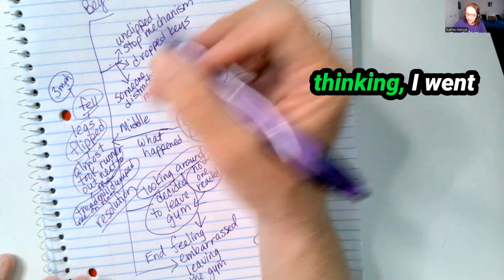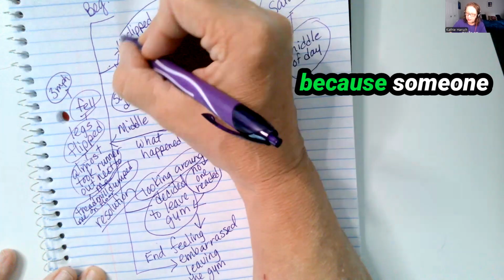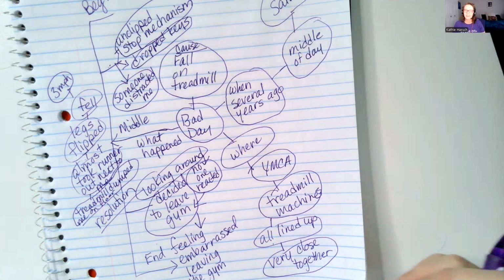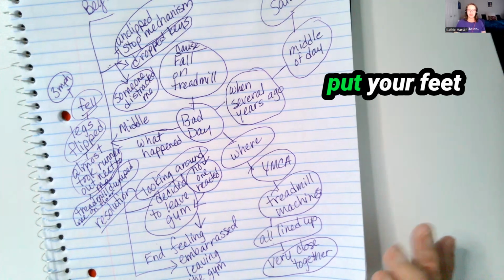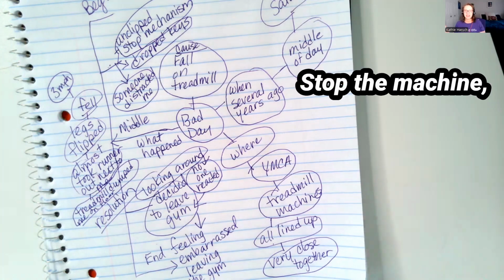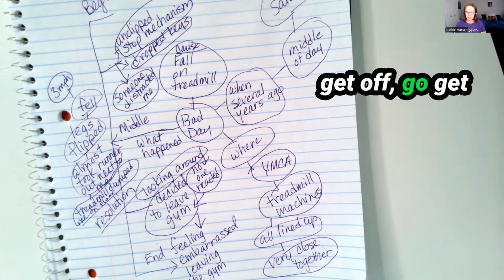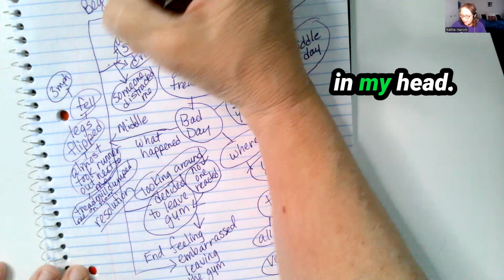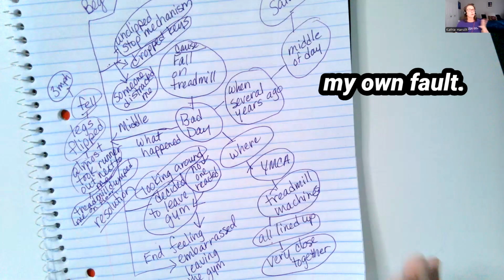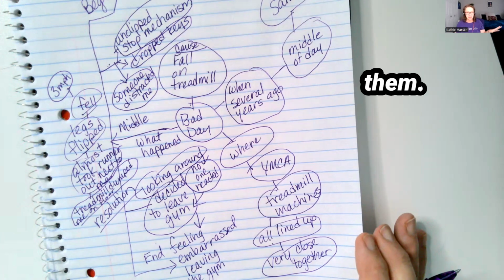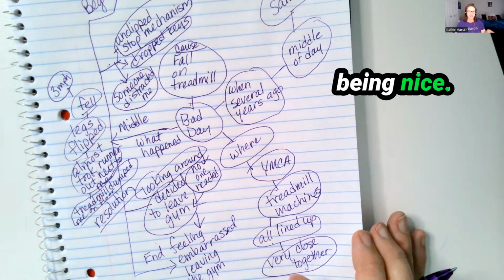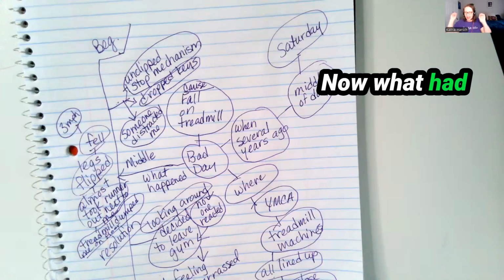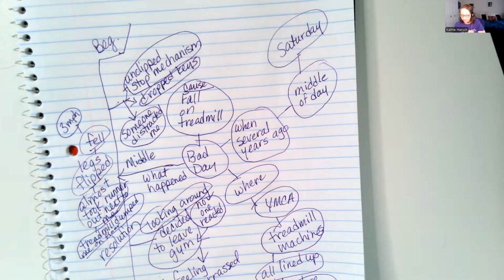And I wasn't thinking. I went for the keys because someone told me my keys were on the floor instead of thinking about, hey, you've got to put your feet to the side, stop the machine, get off, go get the keys, right? Yeah, it messed up whatever process was going on in my head. Not that person's fault, my own fault, not blaming them. They were being nice. They were telling me that I dropped my keys, right? Now, what had to happen right before that?